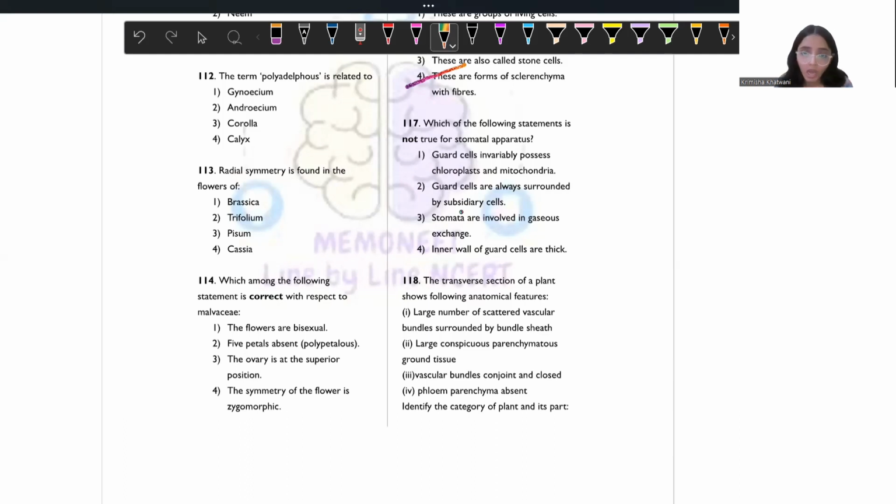Now see, answer to this question is very simple. It is fourth option. Okay, basic thing. Inner wall of the guard cells is thin and the outer wall is thick. That is why answer to this question is fourth option. Understood? Now, rest all are correct only. Because we have a stomatal opening surrounded by guard cells. It can be surrounded by subsidiary cells or not, depends.